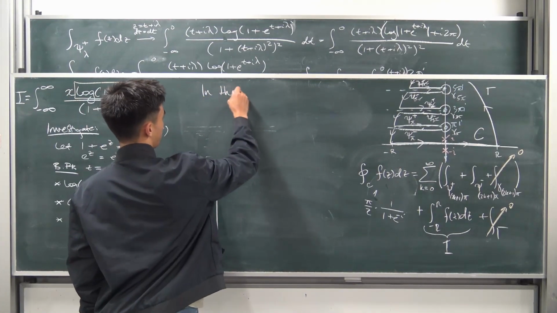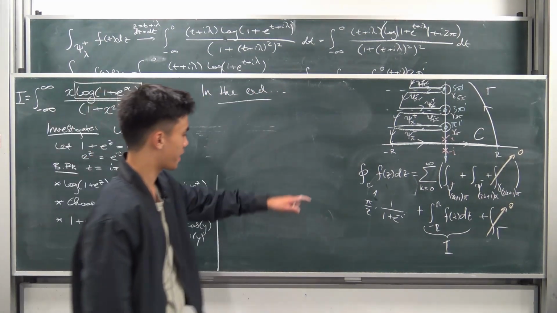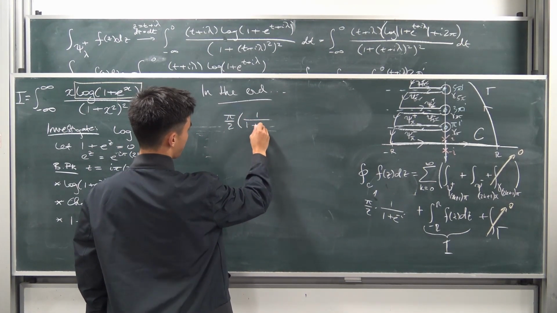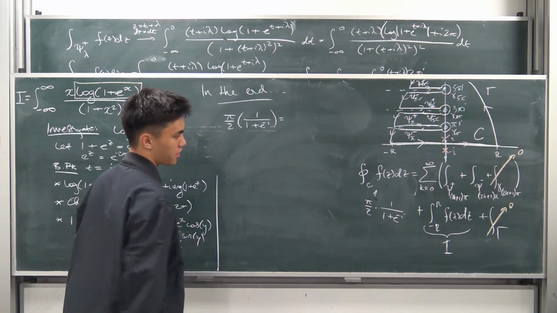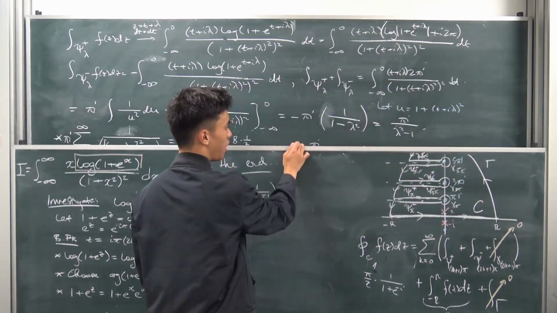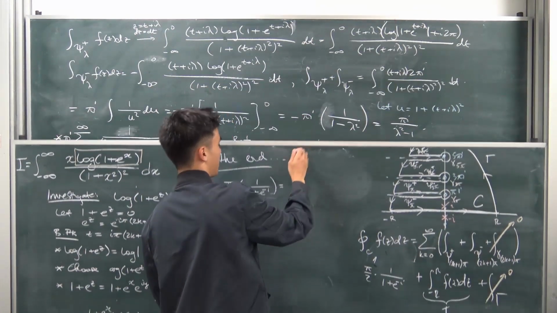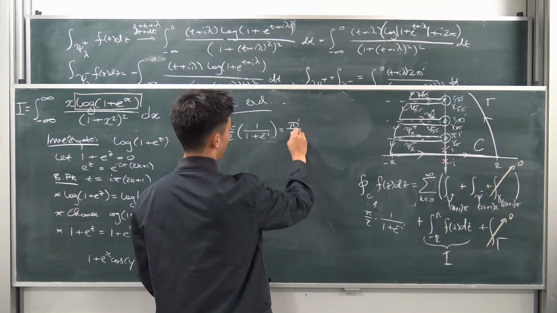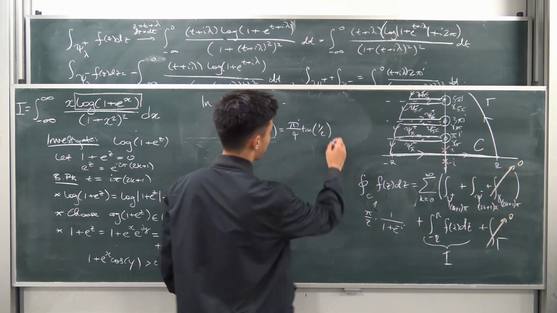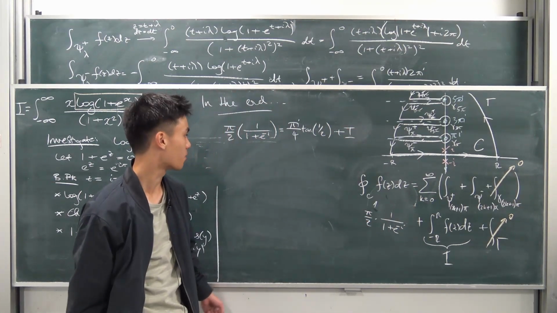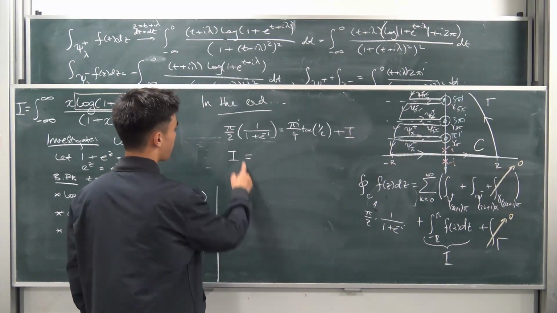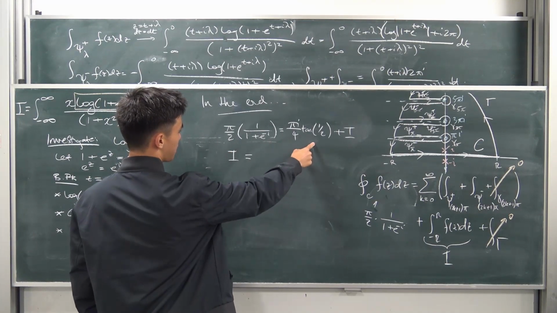So, in the end, what do we get? We're going to get pi over 2 and then 1 over 1 plus e to the negative I. This is going to be equal to the sum over here, which evaluated to pi times I over 4 times the tangent of exactly 1/2. And then we have plus this integral I, which was our original integral. Okay, so let's try to simplify this a little bit. So we have I is equal to this guy minus this tangent stuff over here.